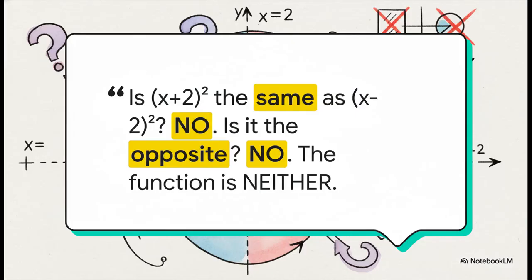squared. So let's check. Is x plus 2 squared the same as our original x minus 2 squared? Nope. Is it the exact opposite? Also no. Therefore, the function is neither. And this is a super important lesson. While the graph is symmetric around the line x equals 2, it does not have the specific y-axis or origin symmetry that we are testing for.